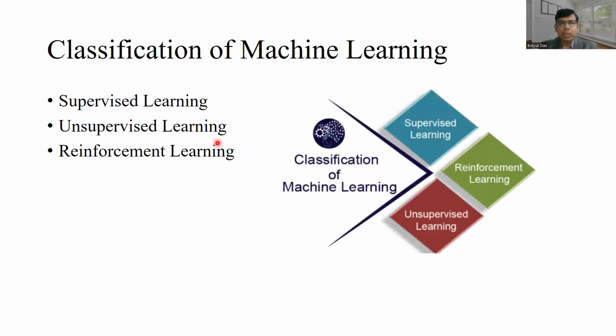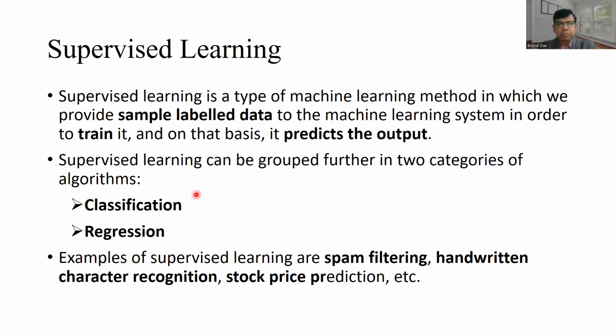So now the classification of machine learning. We generally classify machine learning into three different categories: supervised learning, unsupervised learning, and reinforcement learning.